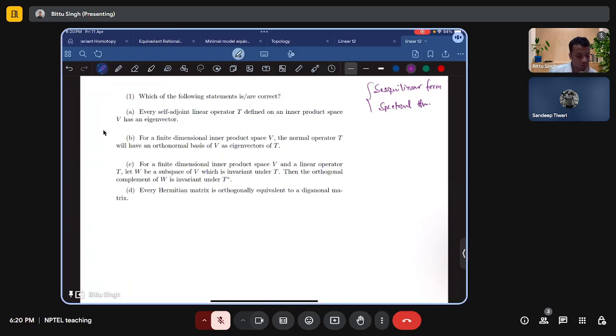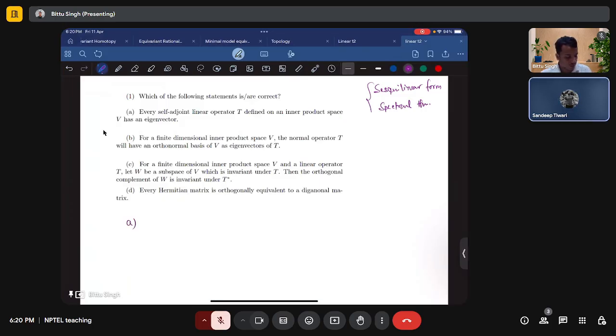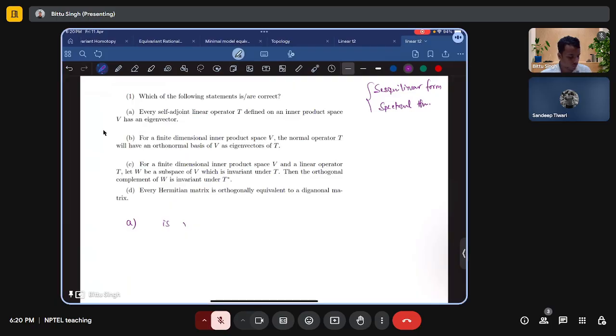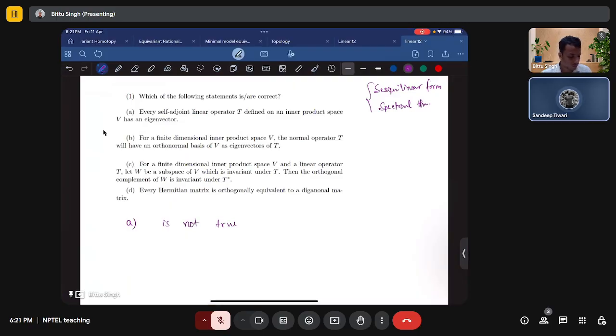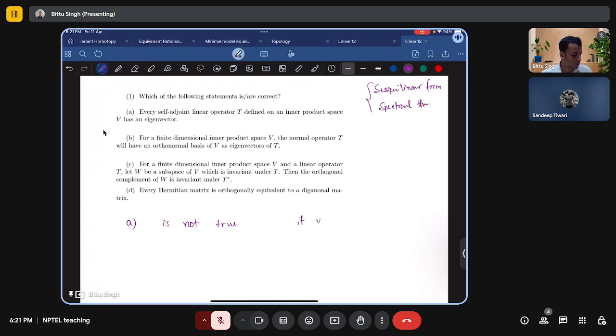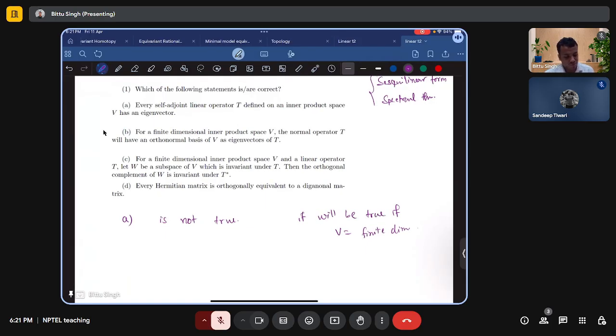Why is this true? This will be true for a finite dimensional vector space. It will be true if V is finite dimensional. Otherwise, it is not true. So let us construct an example for which this is not true.